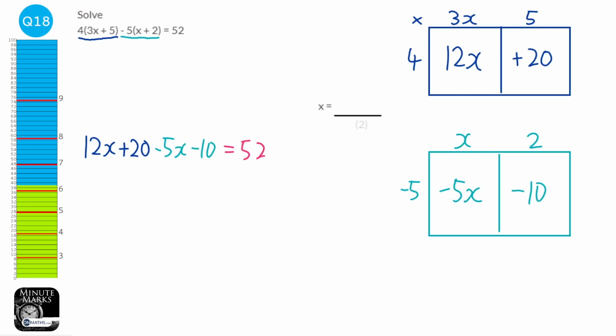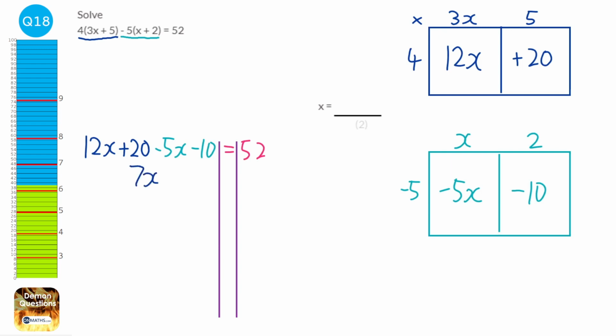So I'm going to start by putting my lines in because we're solving. And I'm actually just going to start by collecting the like terms on the left hand side. So 12x take away 5x is going to be 7x. And 20 take away 10 is going to be 10.